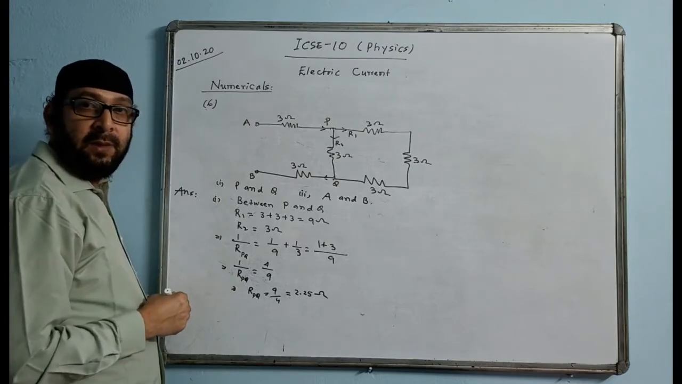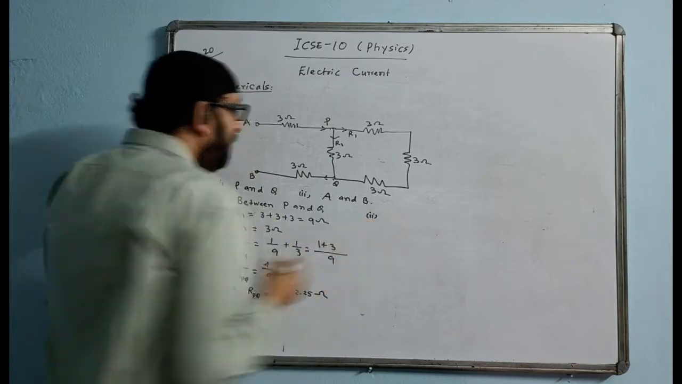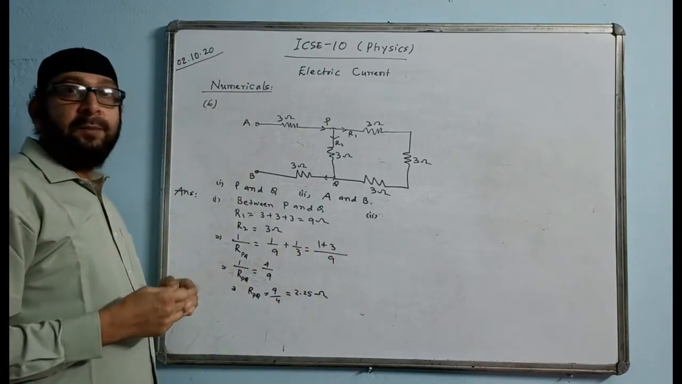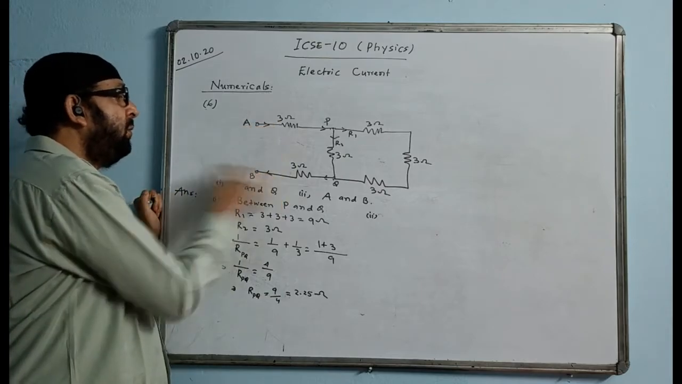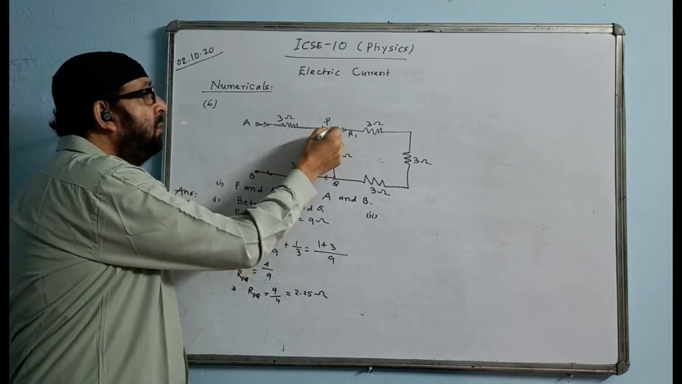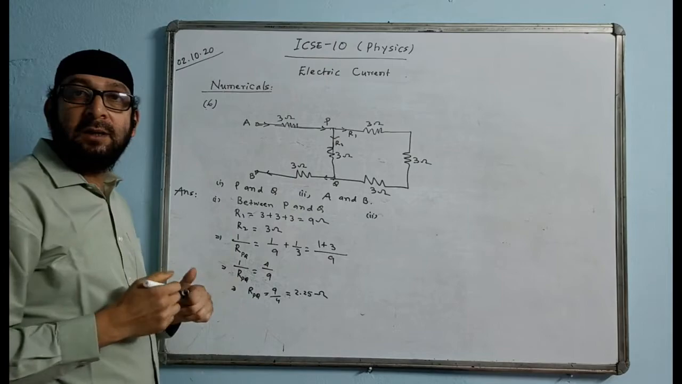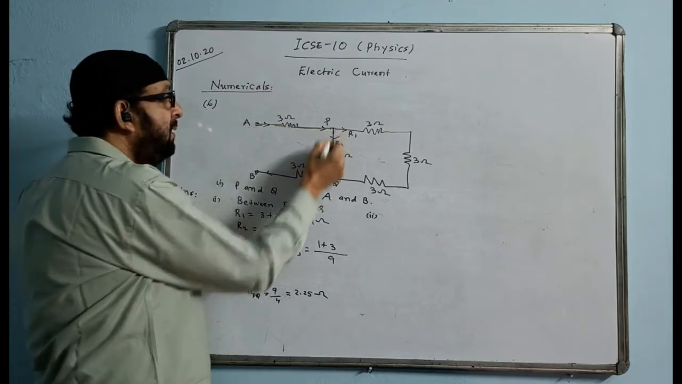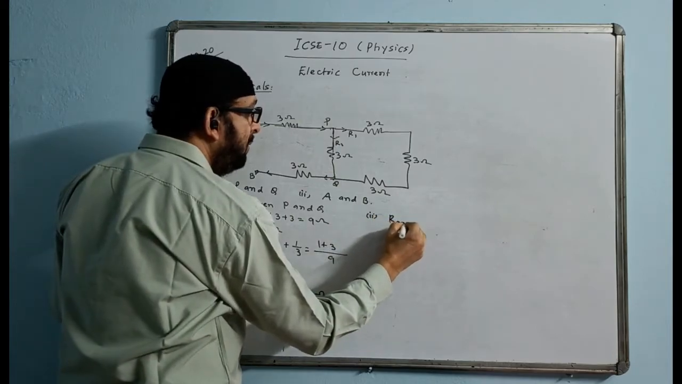That is the resistance between PQ coming. Now the second part, between A and B. How to find between A and B? Through A the current starts and through B the current will leave. Current starting from A will go all through PQ like this and then come out. That means all the three of them are in series. It's like this way, and it is coming out like this. This is how we are finding R between AB.